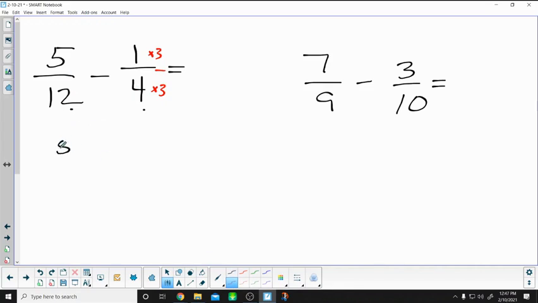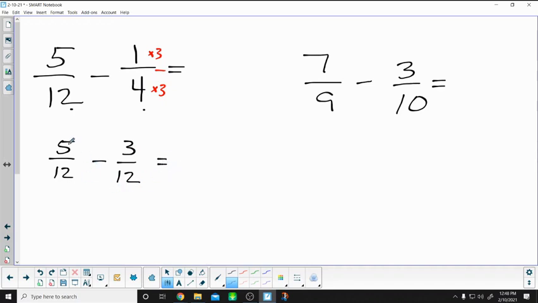So I have 5/12 minus 3 times 1 is 3. 4 times 3 is 12. So see, change the looks of it. I multiplied by 1. 3/12 reduces down to 1/4. So I know these two are the same, but I'm using 3/12 because I need that common denominator.